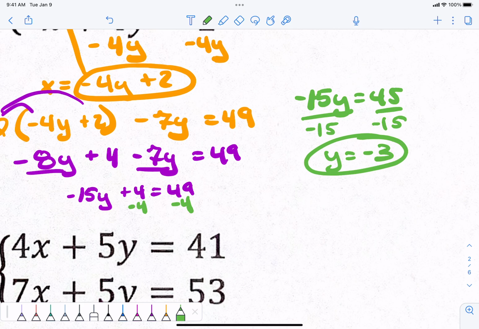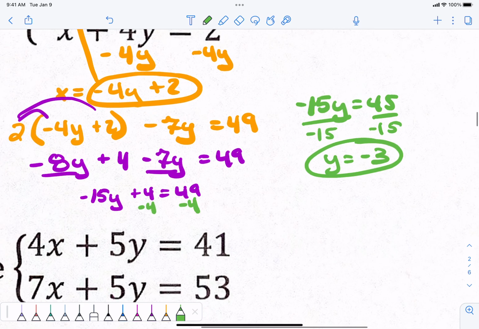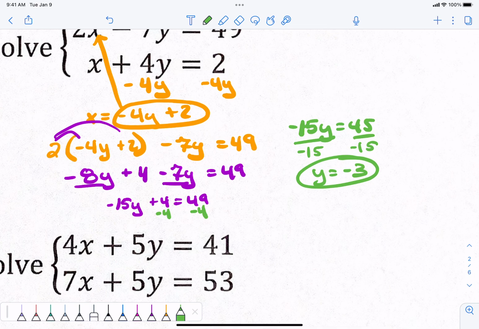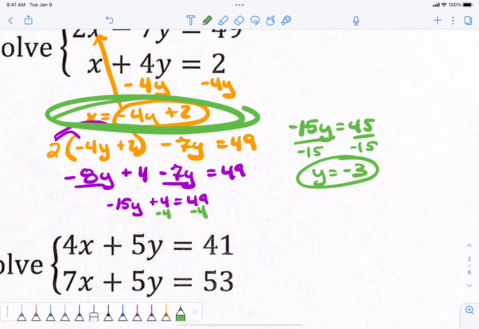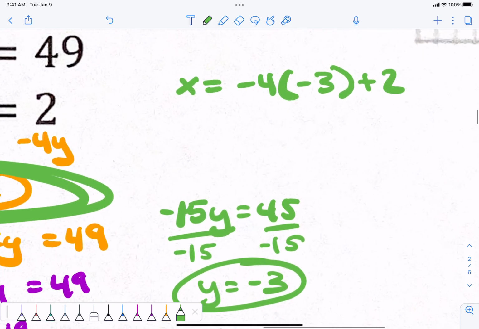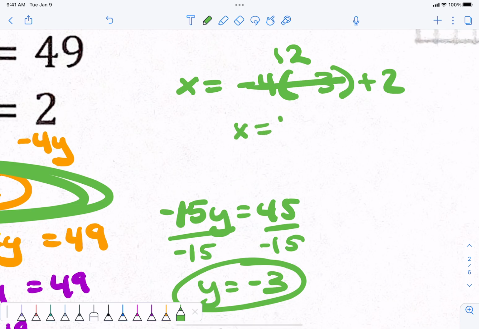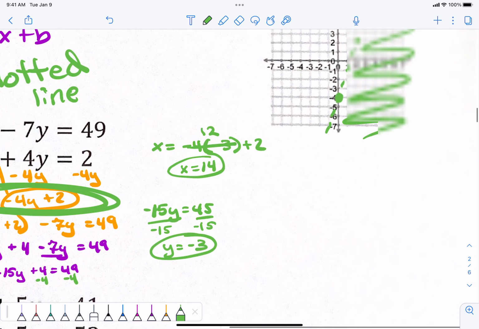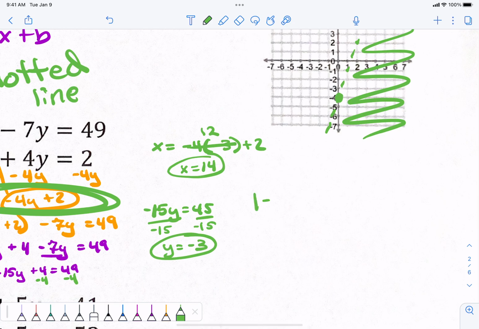So y is negative 3. Are we done? No. Now we have to plug it back in and solve for x. Plug into the bottom one. I see a really nice equation right here that has what x is, the one that we solved for. X equals negative 4 times y plus 2, but y is now negative 3. So this is going to be positive 12 plus 2, which is 14. X is 14.